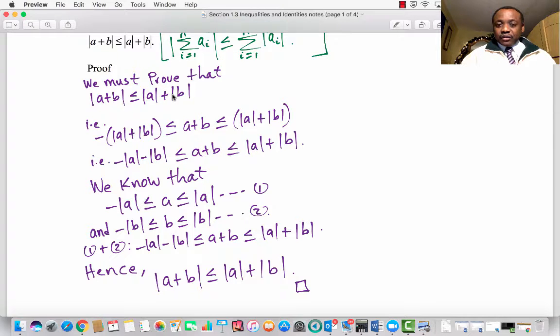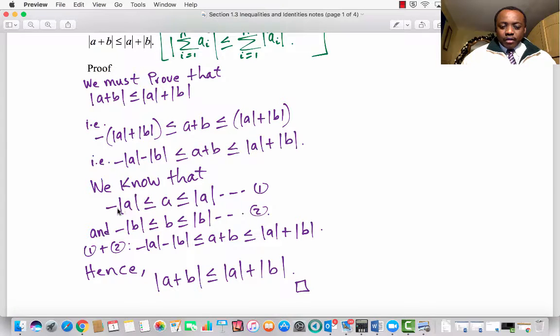Remember what it means for the absolute value of x to be less than or equal to k. It means that negative k is less than or equal to x, which is less than or equal to k. So we are applying that here. So this is what we want to prove. Now let's go ahead and prove it. Remember one of those inequalities I asked you not to forget?